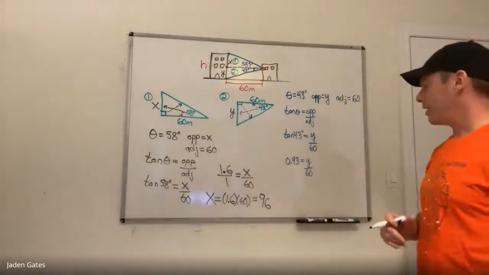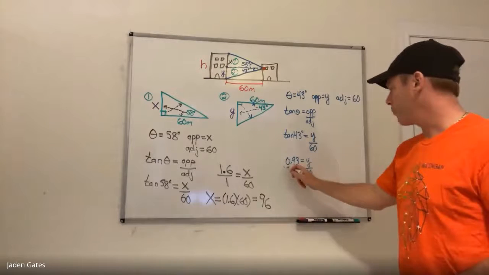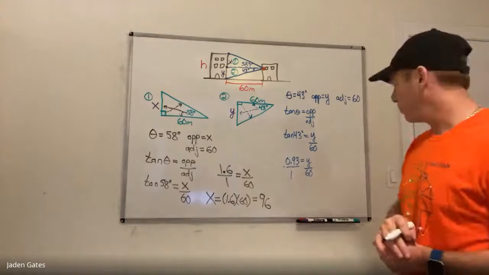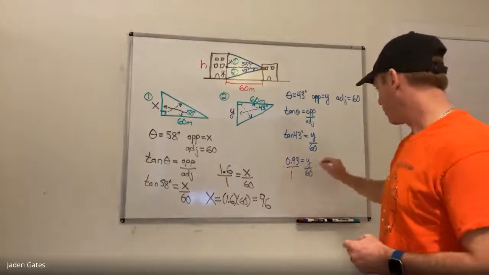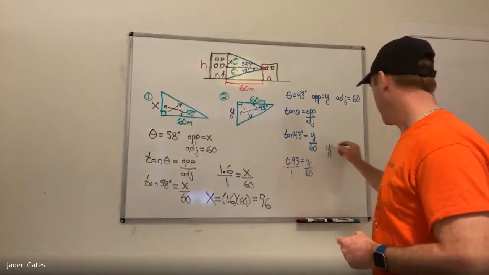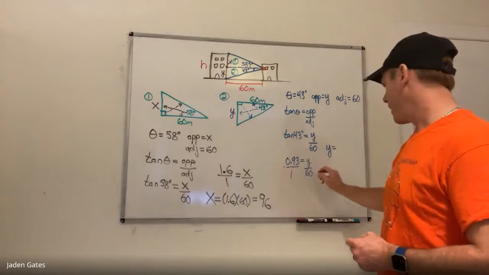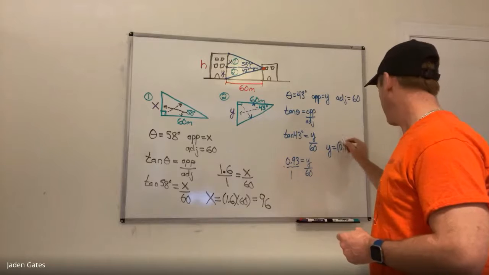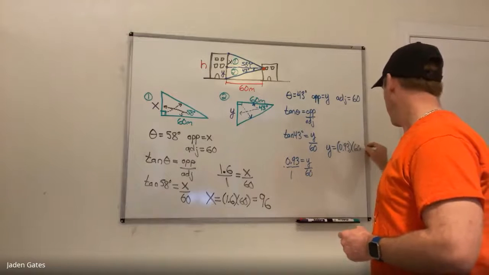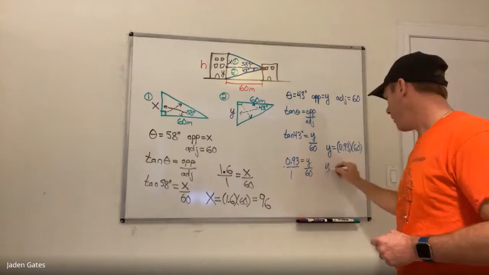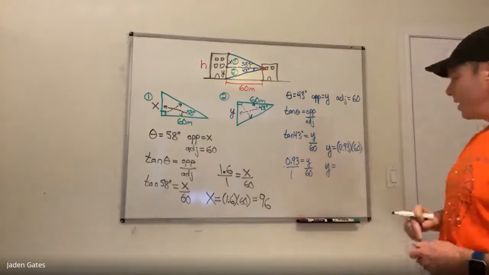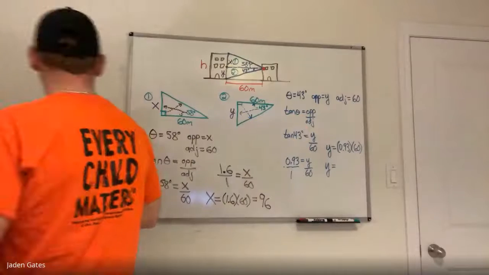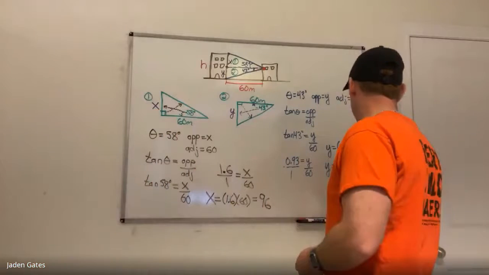And again, here's a situation where I'm going to create a fraction equaling a fraction so that I can cross multiply. And so 1 times Y is just Y, and then 0.93 times 60. That'll give us our Y value. So let's see here, 0.93 times 60, I get 55.8.